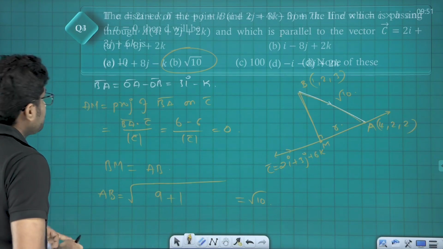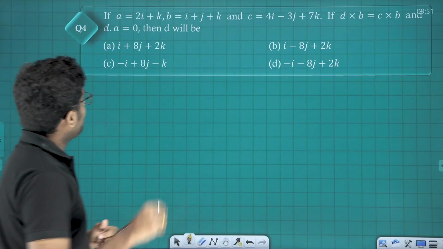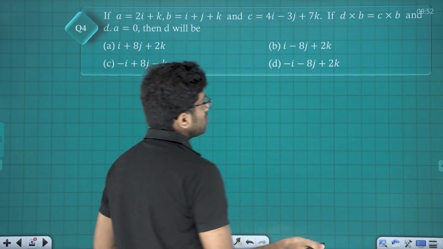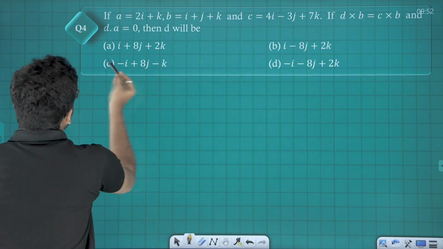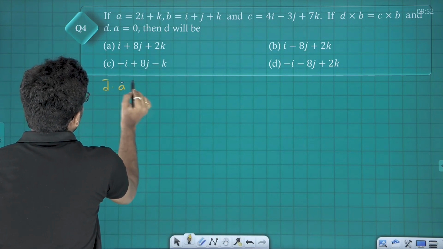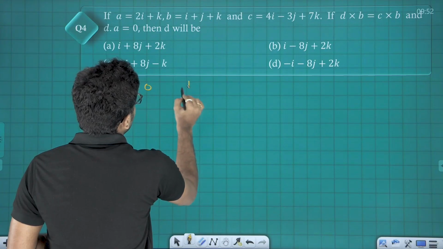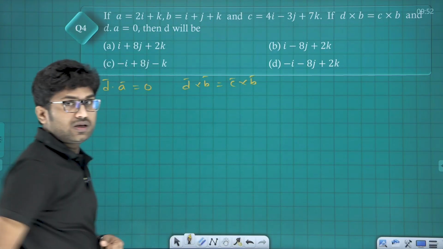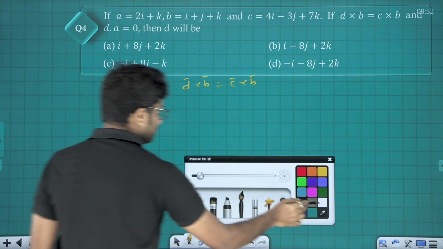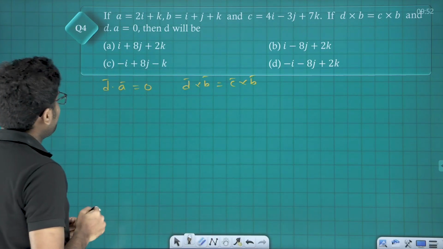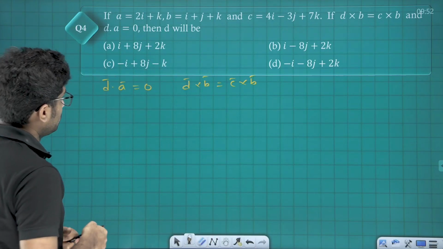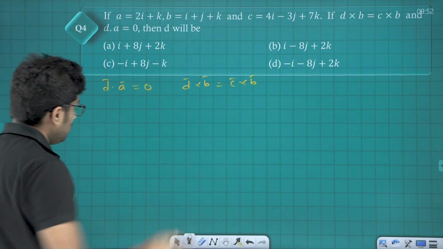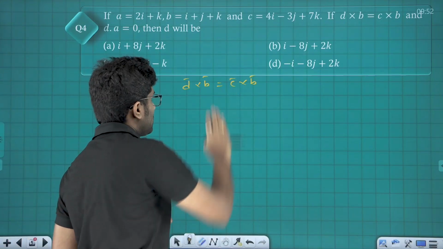Next question. A bar given, B bar given, C bar given. If D bar cross B bar is equal to C bar cross B bar and D dot A is equal to 0. So they have given D bar dot A bar is 0 and D bar cross B bar is equal to C bar cross B bar. Now let's see this, friends. D bar dot A bar is 0, so we can just verify this. If not, then go with this also.